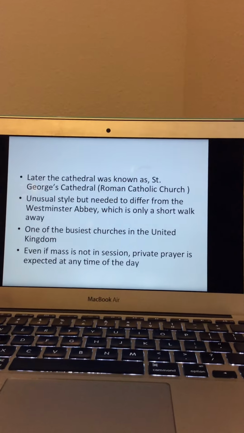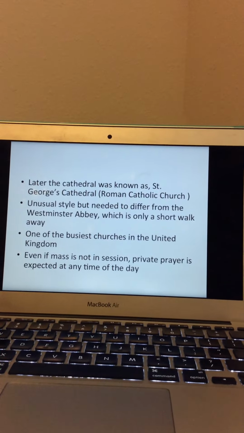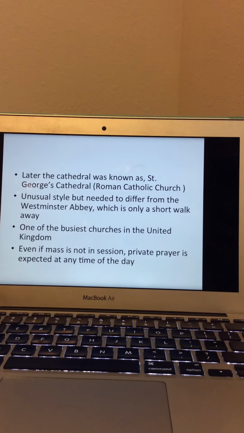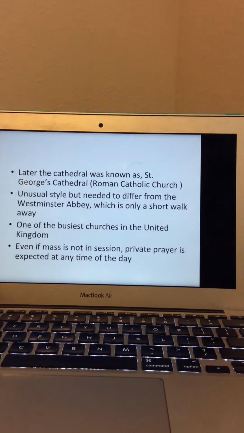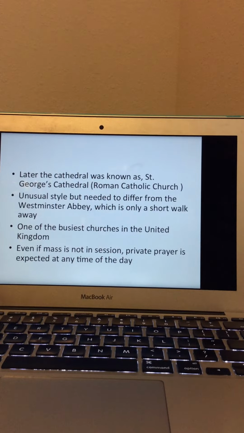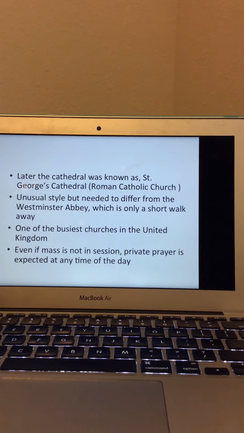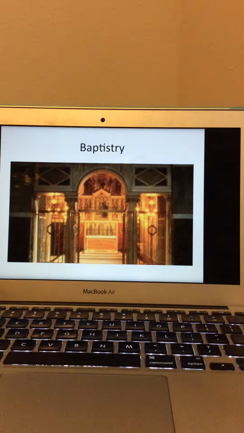Later, the cathedral was known as St. George's Cathedral, also a Roman Catholic church. And the unusual style was needed to differ from the Abbey because they're so close together. This is one of the busiest churches in the United Kingdom, and even though a mass may not be in session, private prayer is expected at any time of the day.